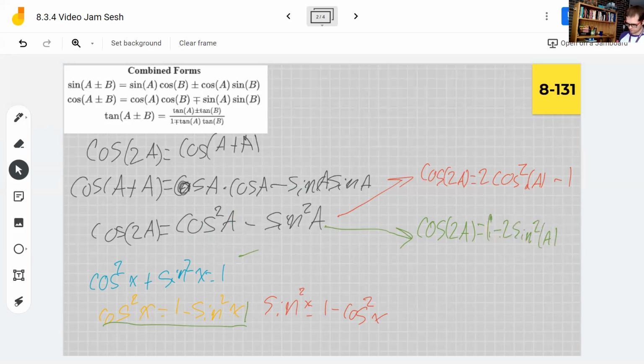Sweet. So let's highlight all 3 of them. Here's one version, second version, third version of the cosine double angle formula. And again, we have that because we have something with sine and cosine squared, which allows us to have multiple things.